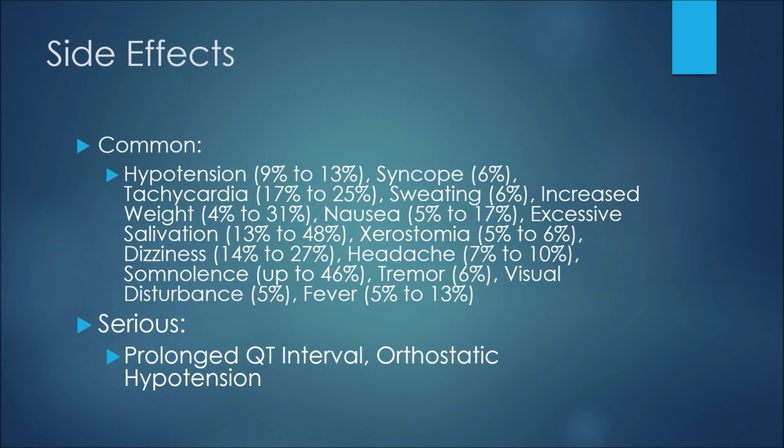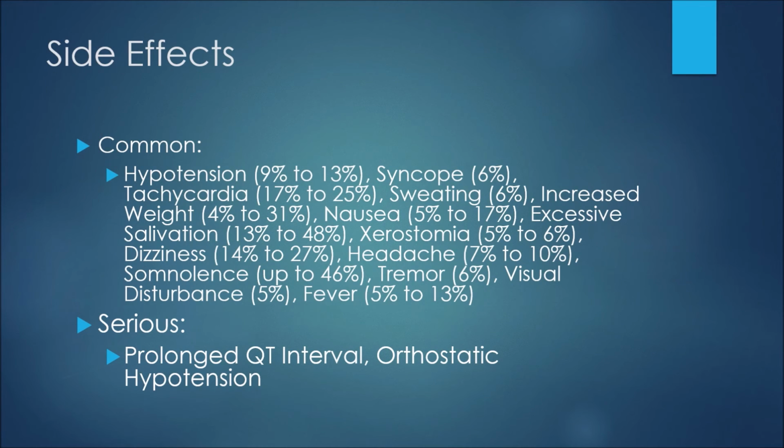5 to 17% of patients may experience nausea, and excessive salivation may happen 13 to 48% of the time. Xerostomia or dry mouth, so going in the other direction here, may happen 5 to 6% of the time. Dizziness may happen to 14 to 27% of patients. 7 to 10% of patients may experience a headache, and up to 46% may experience somnolence. 6% may experience a tremor. Visual disturbances seem to happen 5% of the time, and a fever may happen 5 to 13% of the time.